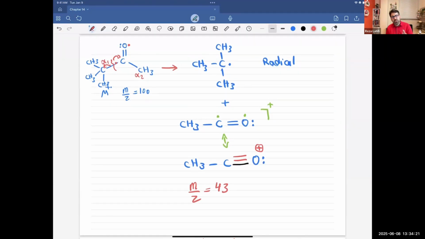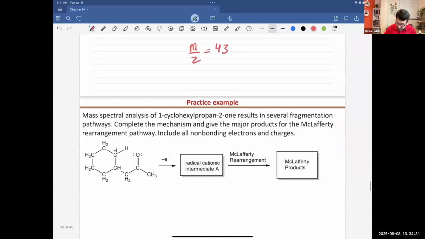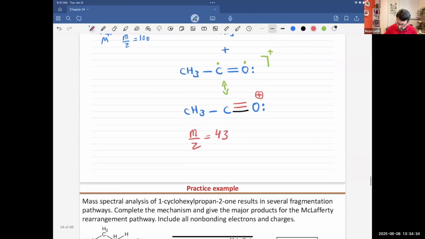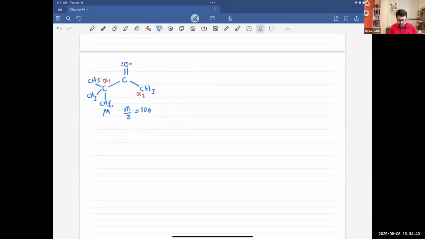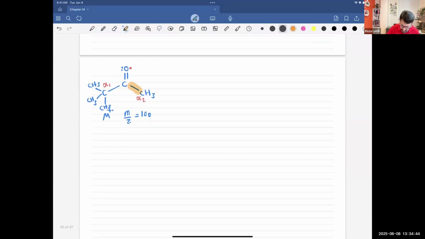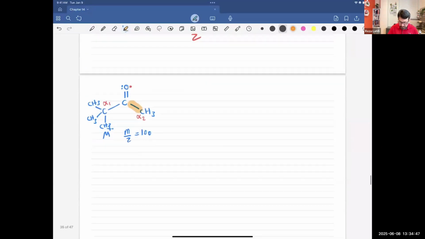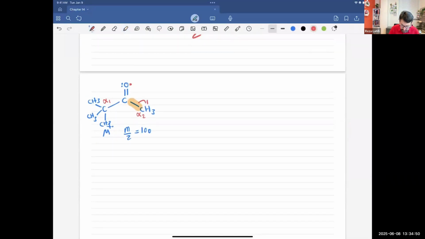Now, what will happen if we break alpha 2? If we break the sigma bond between the carbonyl group and alpha 2, in that case we will get another signal. Let's check what the M over Z is for that species. The bond that I'm going to break will be this. The previous one, I broke that bond. Now I'm going to break this one. Again, 1 electron will be given to carbon, and this one will be given to the carbonyl group. So I will get a CH3 radical, and the molar mass for it is 15.